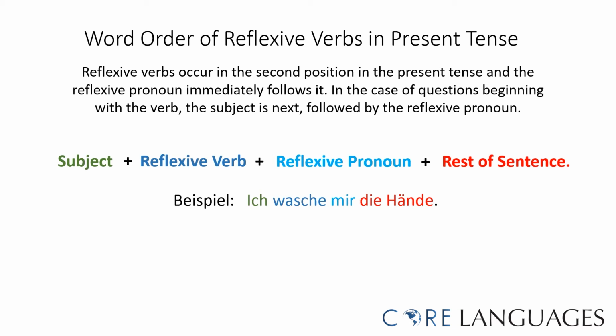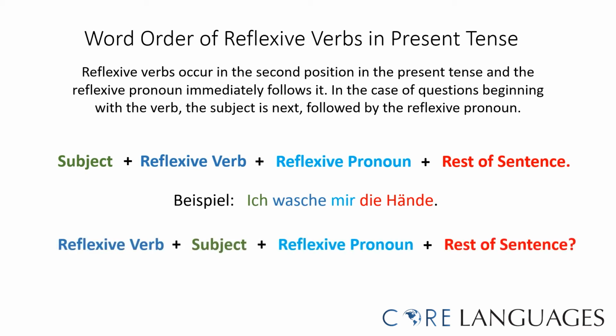In a question beginning with the verb, the subject goes into second position, followed by the reflexive pronoun. For example, wäschst du dir die Hände? Wash you yourself the hands, or do you wash yourself the hands?